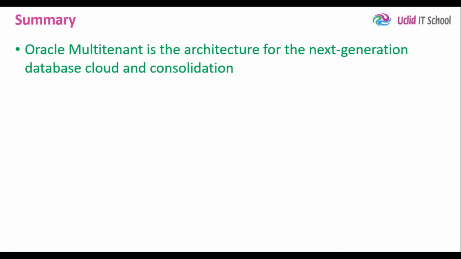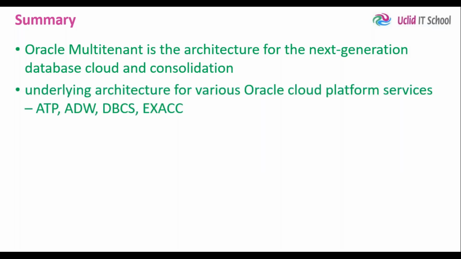So this is the session for today. Just to summarize before we close this session, Oracle multi-tenant architecture is the architecture for the next generation database cloud and consolidation. So with DBCS, with ExaCS, and with autonomous offerings, you can create only a container database and a pluggable database. And in on-premises also, starting 20c, it is enforced. And it is the underlying architecture for various Oracle Cloud Platform services.